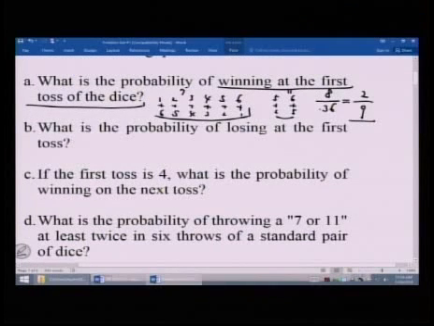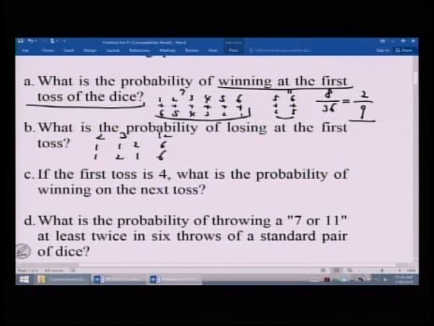How did you get 2? Just 1, 1, right? How about 3? 1, 2, or 2, 1, right? And then how about 12? 6, 6, right?